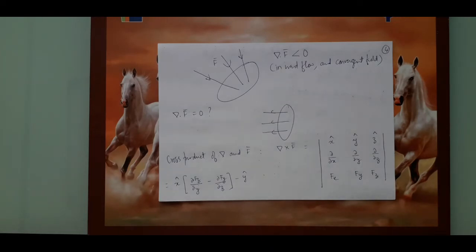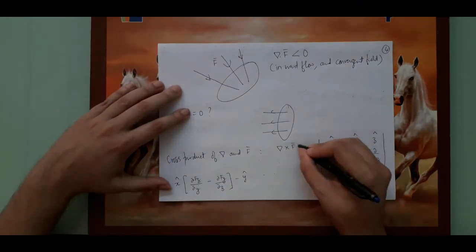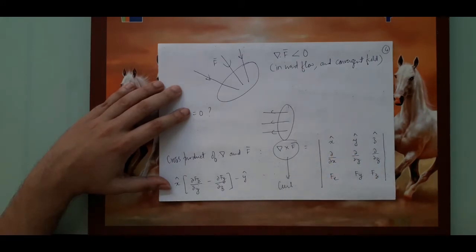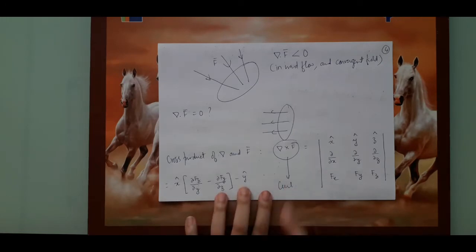Now there is a name for this quantity. It is called the curl, C-U-R-L, curl. Now what this curl indicates is the rotational nature of the vector field. If the curl of a vector is non-zero, that means it has some rotary components.